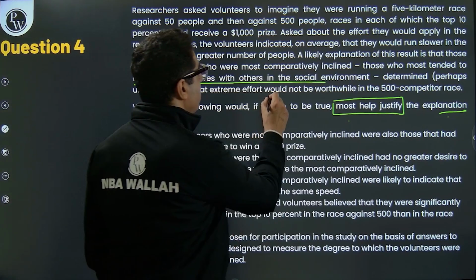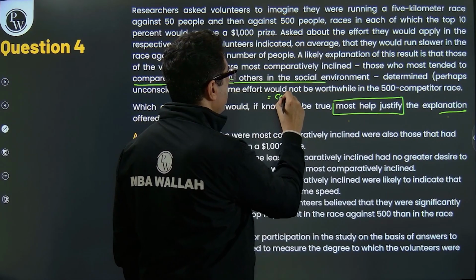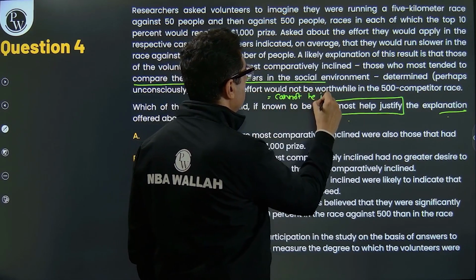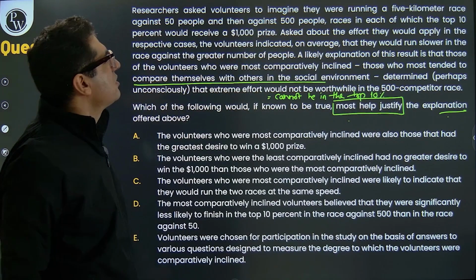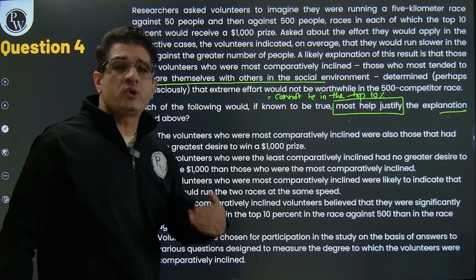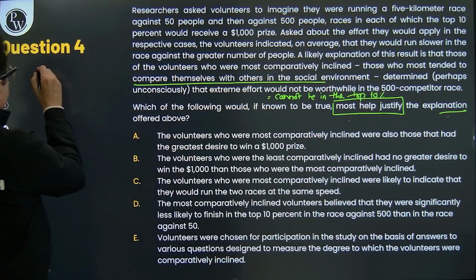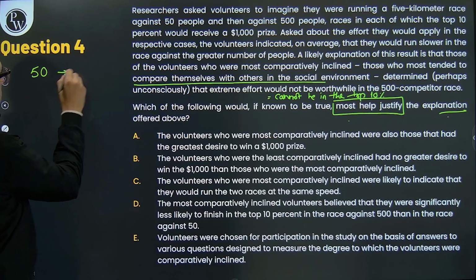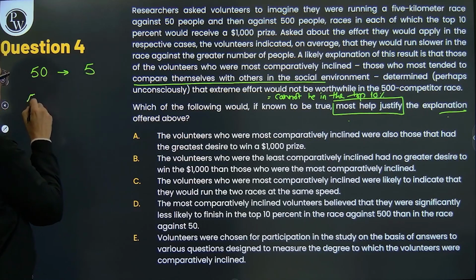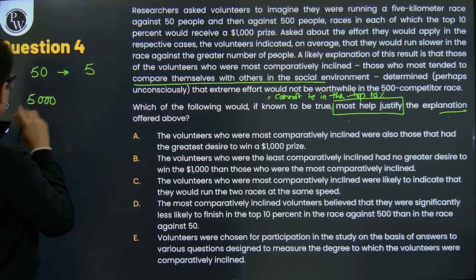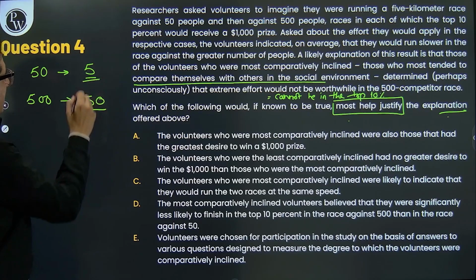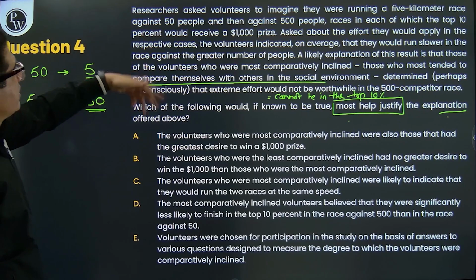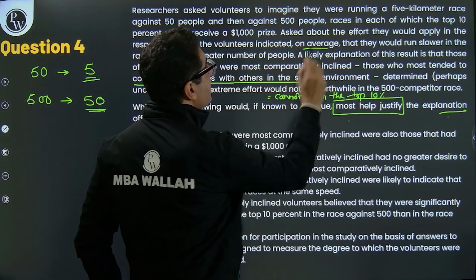And would not be worthwhile basically would mean that they believed that they cannot be in the top 10%. So since you cannot be in the top 10%, why go all out? Why put in that kind of effort? So in a 50 people race, if you are among the top 5, you get those $1,000. In a 500 people race, you need to be among the top 50 in order to get that. And so volunteers on average said that they'll run slower.